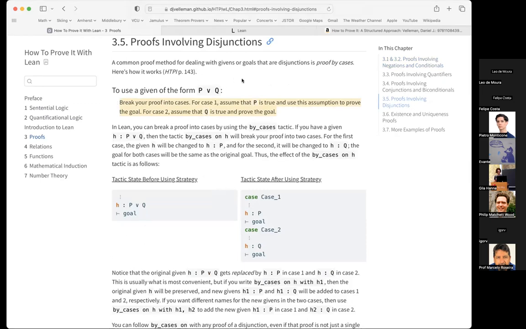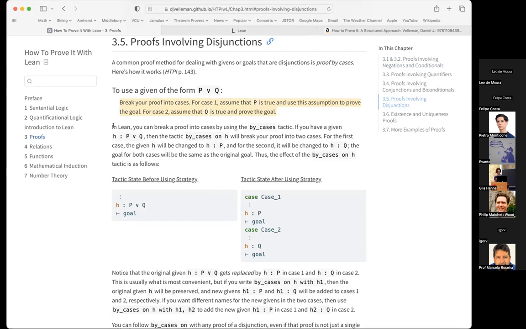To use a given of the form P or Q, break your proof into cases. For case one, assume that P is true, and prove the goal. For case two, assume Q is true. So this is what's in the book. Strategies like this, explanation of why that strategy makes sense, examples of writing proofs in English using these strategies.